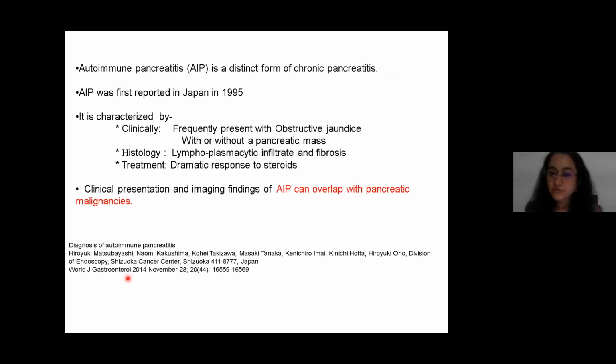So what is this autoimmune pancreatitis? It is a distinct form of chronic pancreatitis first reported in Japan. It can present frequently with obstructive jaundice and as a mass. It has a diffuse lymphoplasmacytic infiltrate, fibrosis, and shows a dramatic response to steroids. Therefore, the importance of diagnosing this lesion.